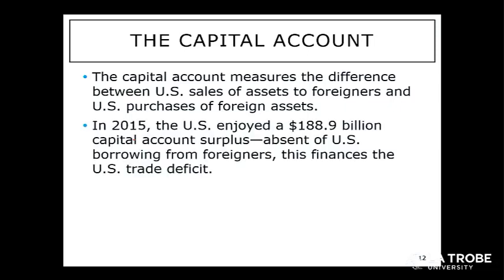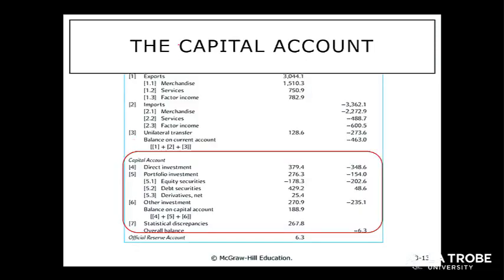So in 2015, the US had a balance of capital account of 188 billion USD. That means they have a positive cash flow going into the US. So investors from outside invest more in the US than US investors do outside.